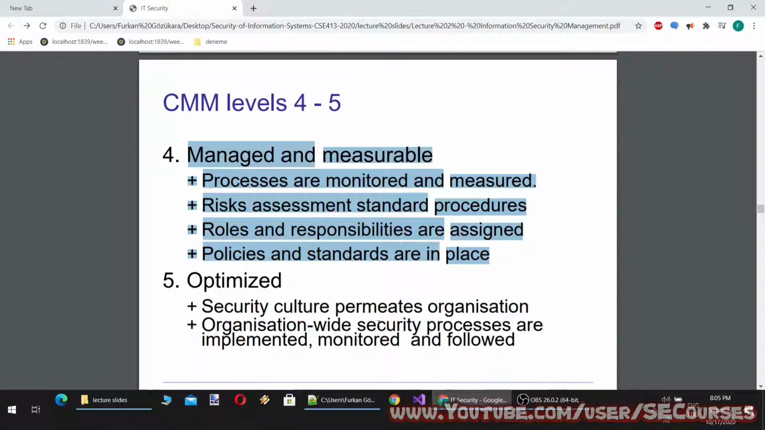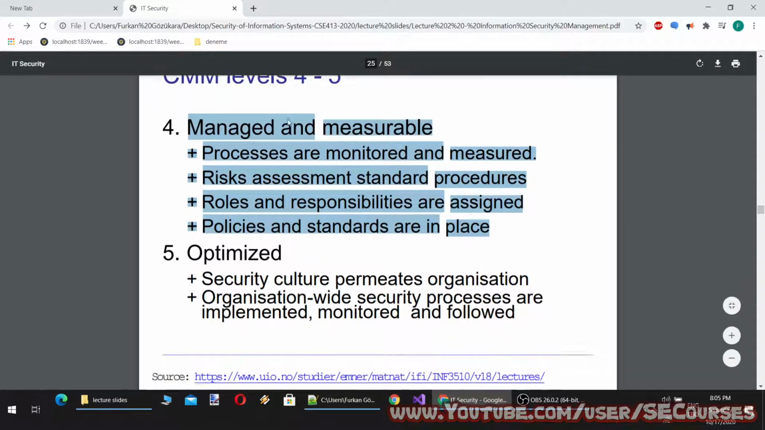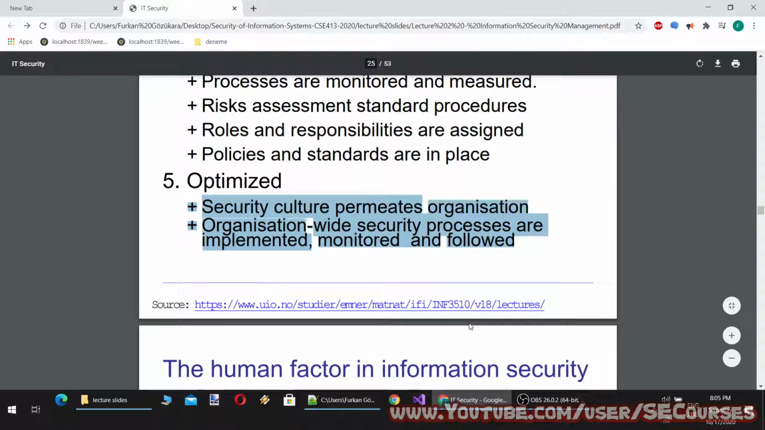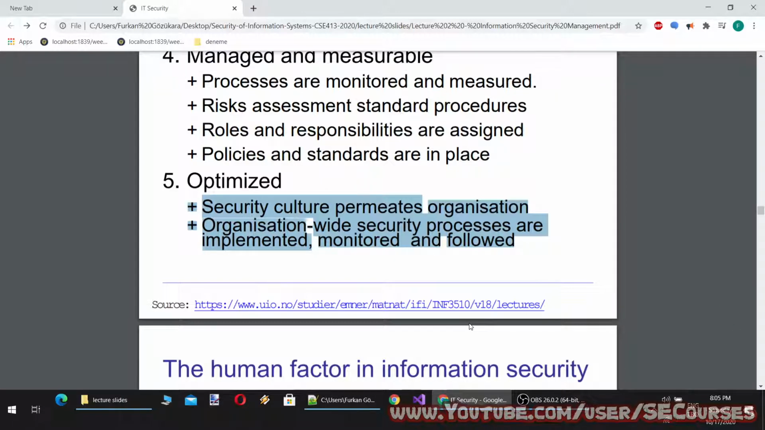Managed and measurable, plus processes are monitored and measured, plus risk assessment standard procedures, plus roles and responsibilities are assigned, plus policies and standards are in place. And the final level is, plus security culture permeates organization, plus organization-wide security processes are implemented, monitored and followed. So if your company can get to level 5, it becomes pretty secure, following all the instructions and codes of practice and such.